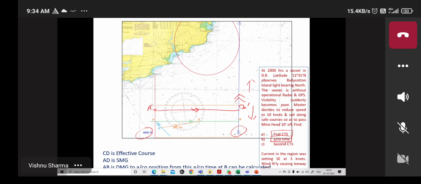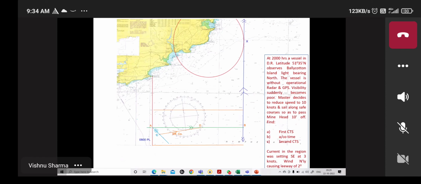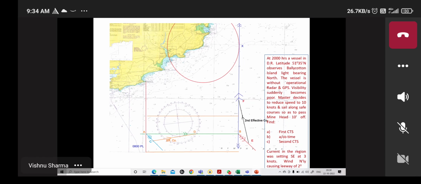You can allow for counteract wind to get the first CTS, and now you see in this case the second two arrows have come now. This is the second course to be made good. Correct, beta? Yes, sir. Now to get the second CTS, we again counteract wind and current on this course. You can see the triangle being made again there, right? Yes, sir. And here we will take the speed for EF.